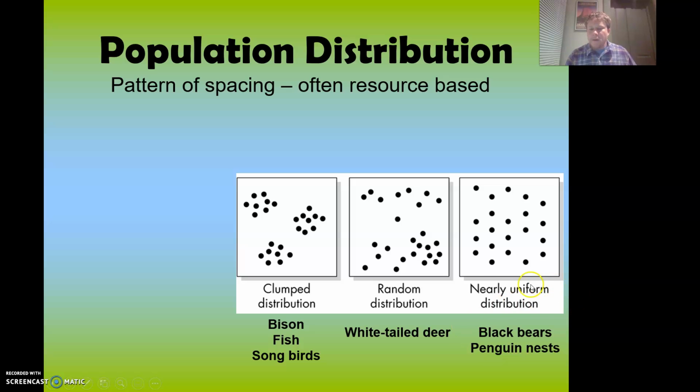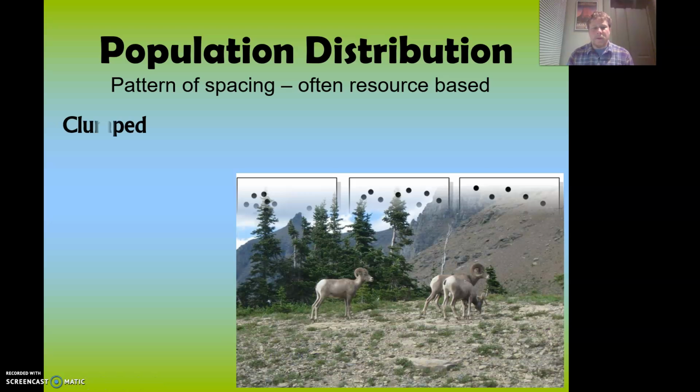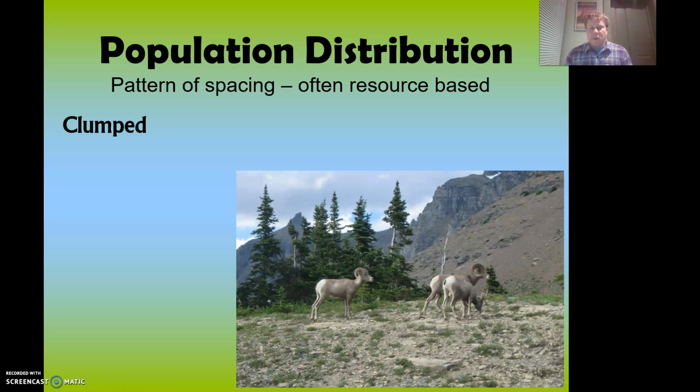And then nearly uniform, or a couple examples would be things like black bears and penguins and certain territorial birds. So let's get into why we might have the different distributions. One distribution that we might have is clumped.